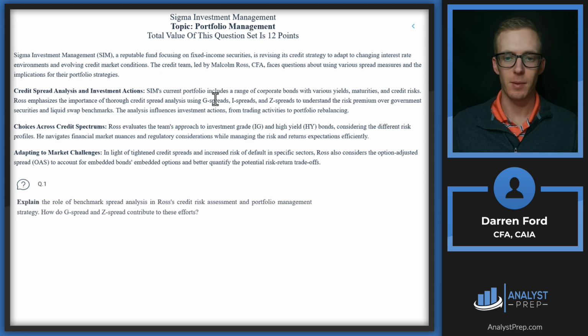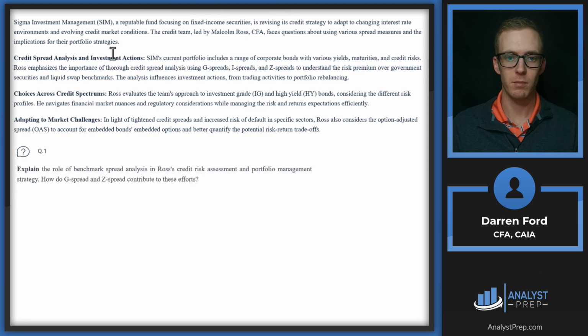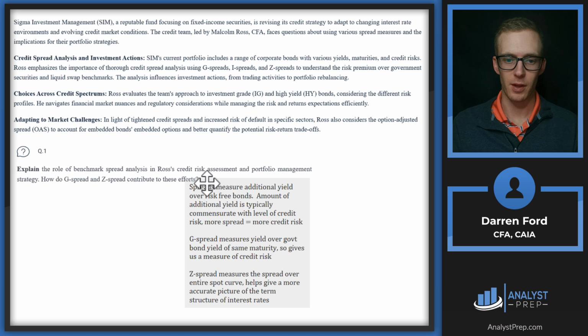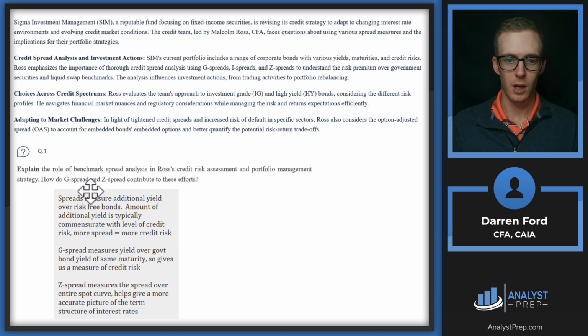It looks like we have all the information we need here. We're kind of discussing a little bit about the portfolio strategy process and credit spread analysis and those two types of credit spreads, G spread and Z spreads. So I'm just going to pull in the 3 bullet point answer here. So for the explain portion, that's going to be this first part.